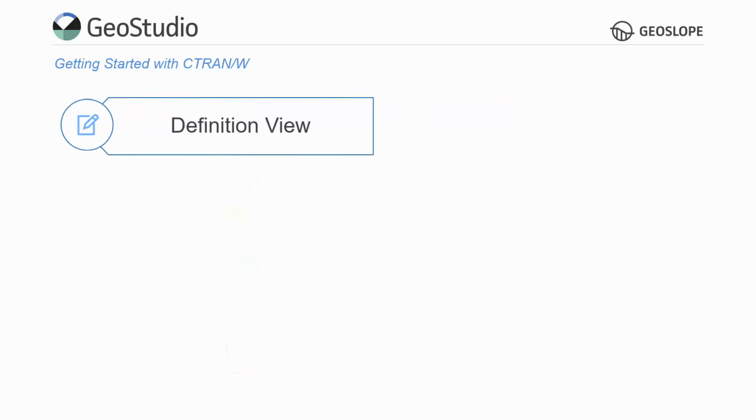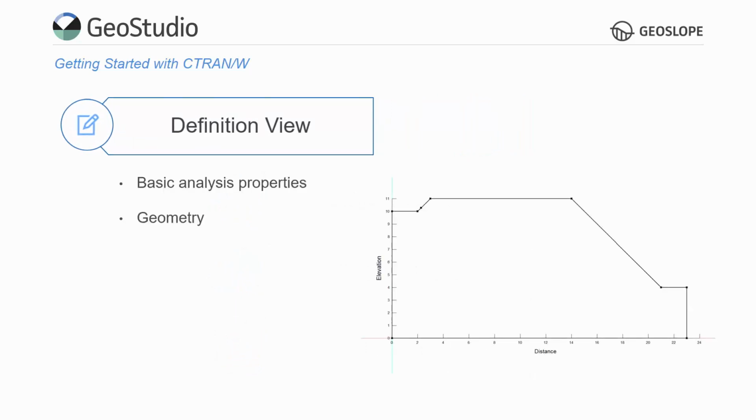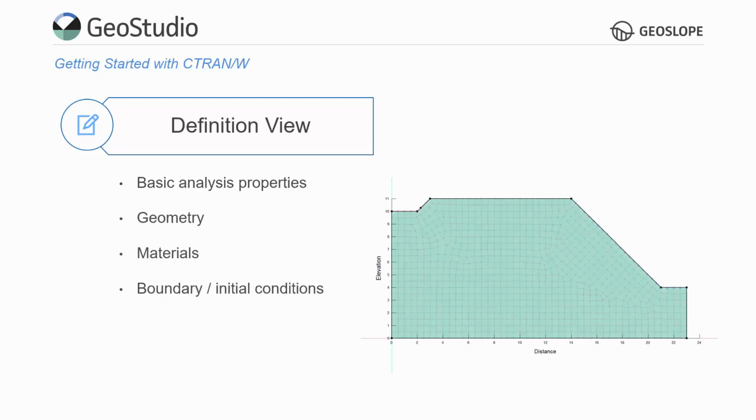The project definition involves selecting the basic analysis properties, drawing the model geometry, creating and assigning material properties, and defining the boundary and initial conditions.